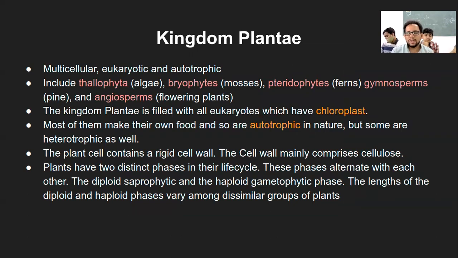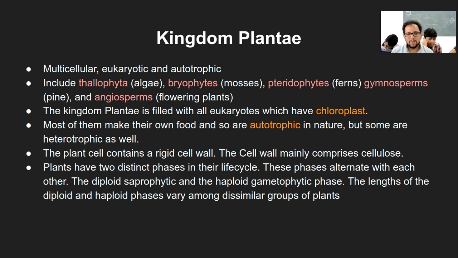First one, kingdom Monera, unicellular, prokaryotic. Second, Protista was unicellular, eukaryotic. Third one, it was multicellular, eukaryotic, and saprophytic, or mostly heterotrophic, you can say. Then kingdom Plantae is multicellular, eukaryotic, and autotrophic. That means they are able to synthesize their own food. And again, that includes many categories.